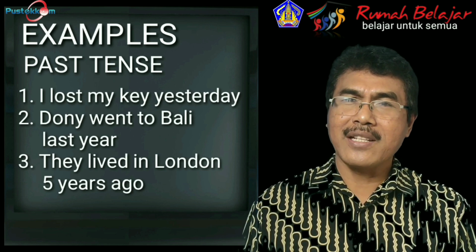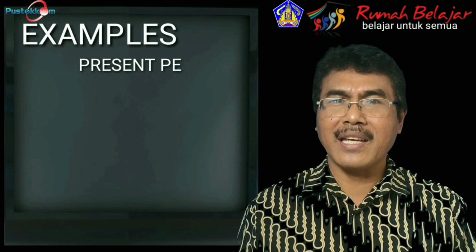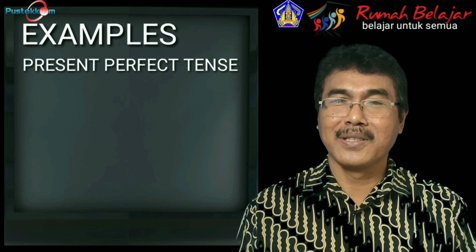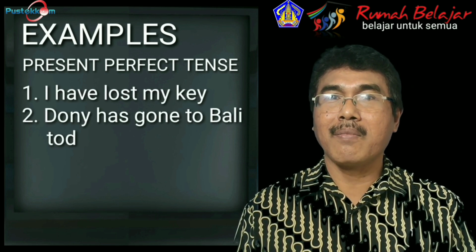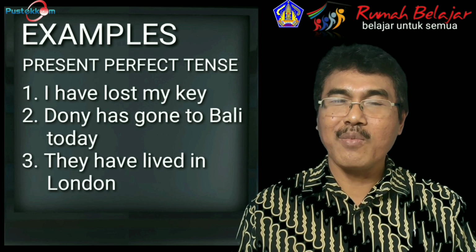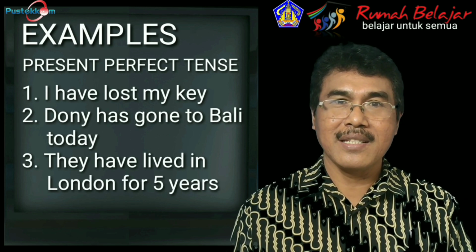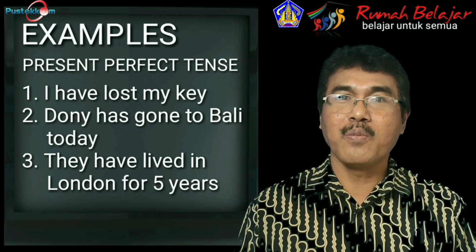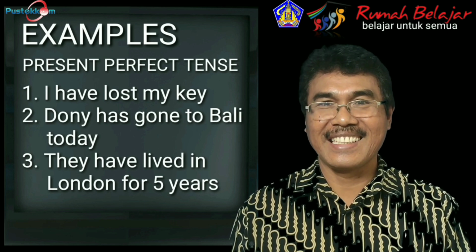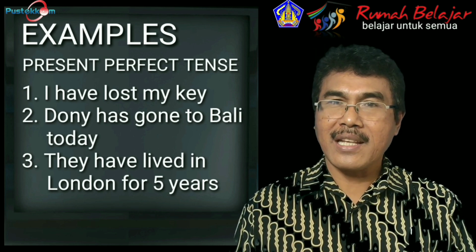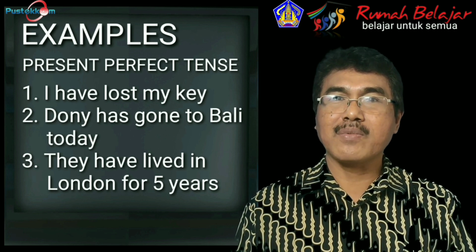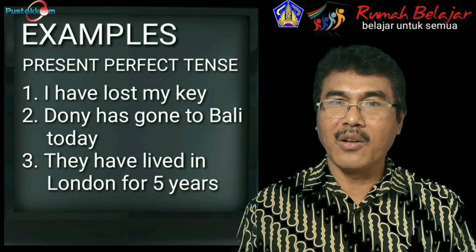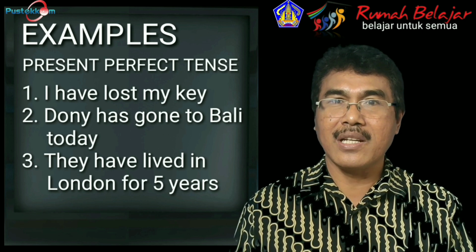Okay, what about the examples of present perfect tense? Let me give you. Number one, I have lost my key. The second example of present perfect tense is Donnie has gone to Bali today. And the next example of present perfect tense is they have lived in London for 5 years.